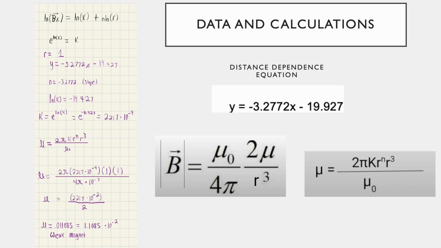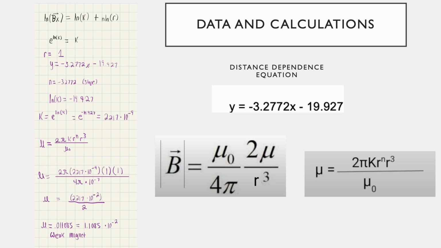For my data calculations, we used the Biot-Savart law to solve for mu. We found mu to be equal to 0.011085 ampere meters squared. We then used the equation B sub x equals k times r to the n, and took the natural log of both sides, giving ln Bx equals ln k plus n times ln r. That directly correlates to our distance dependence equation, where the slope is equal to negative 3.277, which in our case is n. Then our ln k is equal to negative 19.27.